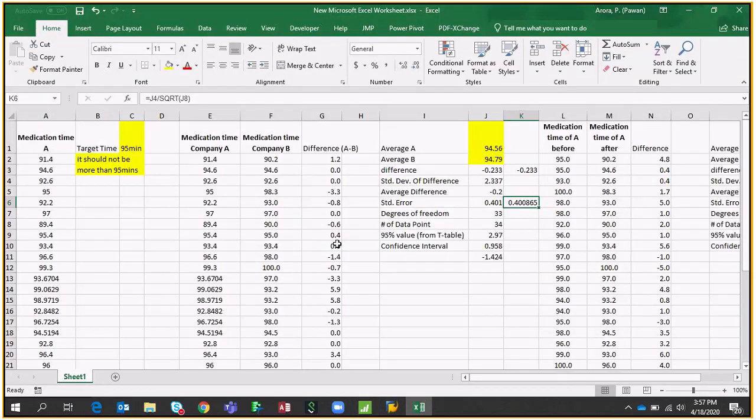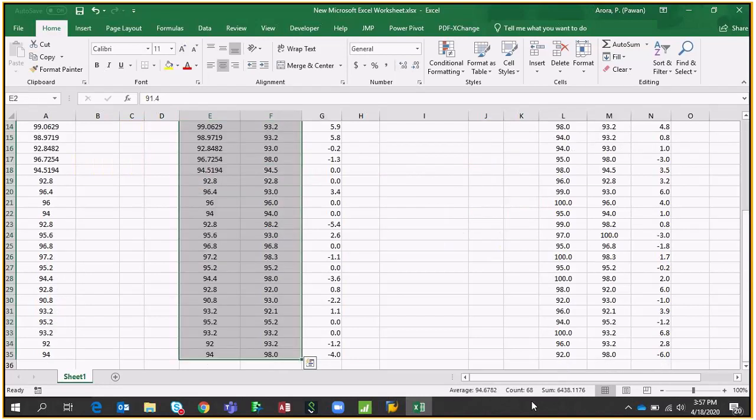And then you will have the degrees of freedom. For the total degrees of freedom, for one part you have 33 plus 33. So total, how many data points do you have? If you check, you have 68 data points, right?